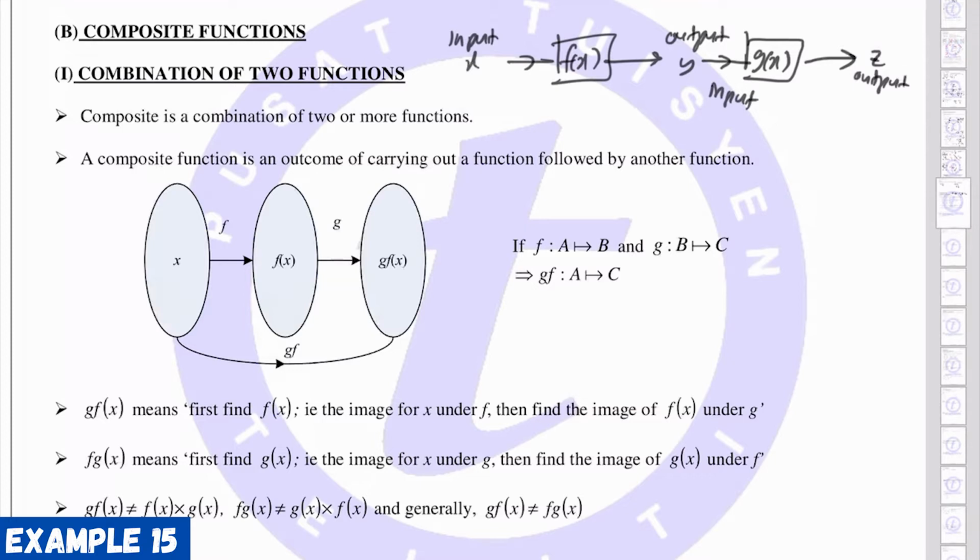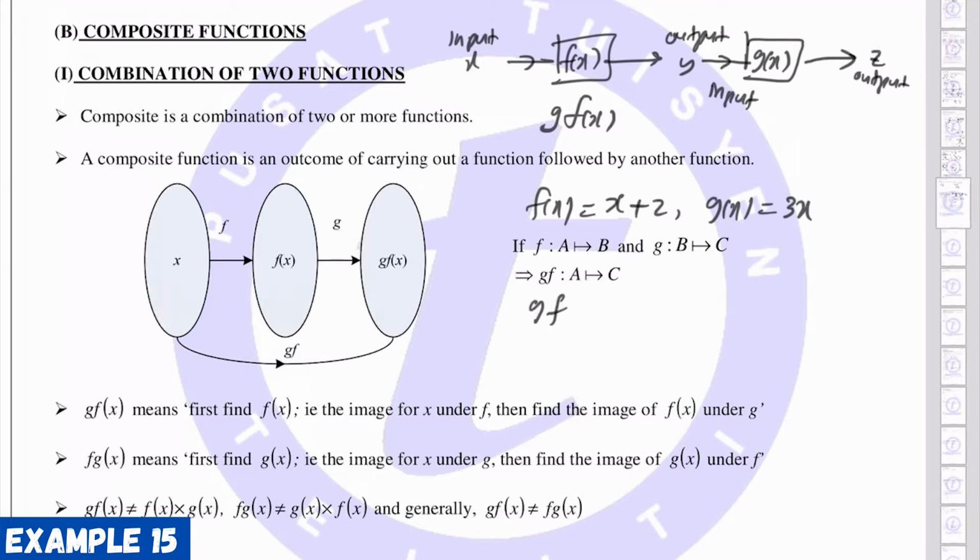Notation wise, we write the one that happens first on the right hand side, followed by the one on the left hand side. Okay, so I'll give you a very simple example. Let's say you have a function f(x) equals x plus 2 and g(x) equals 3x. So this machine's job is to first add 2 and then multiply by 3. If f(x) happens first, we write gf.